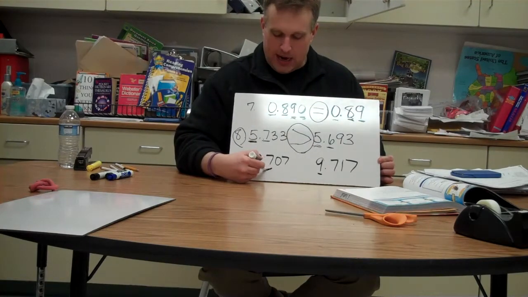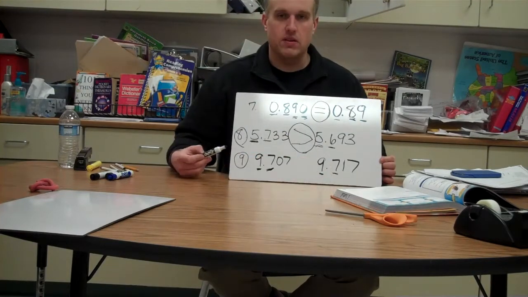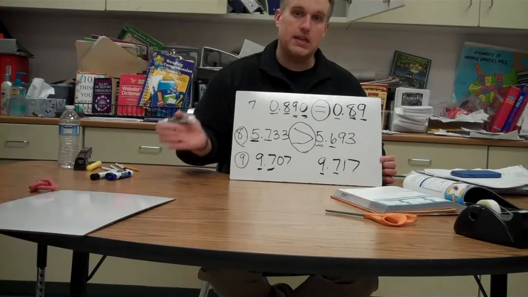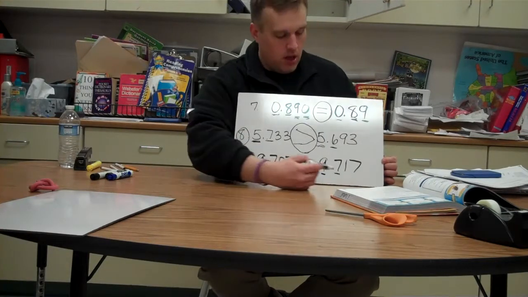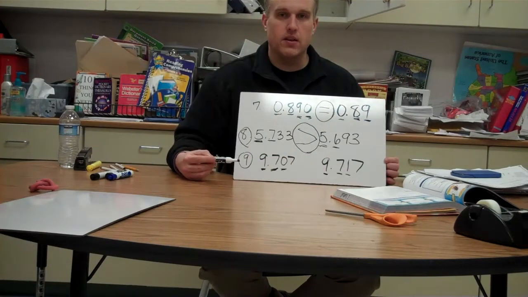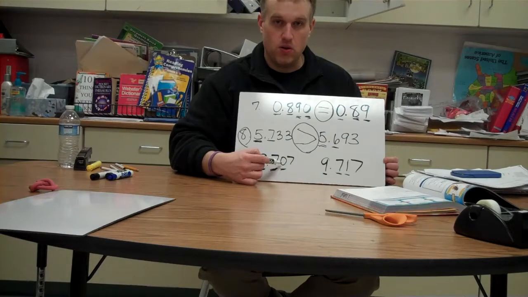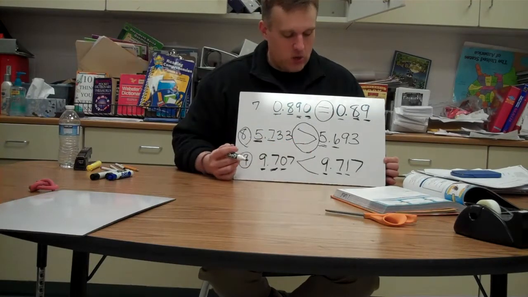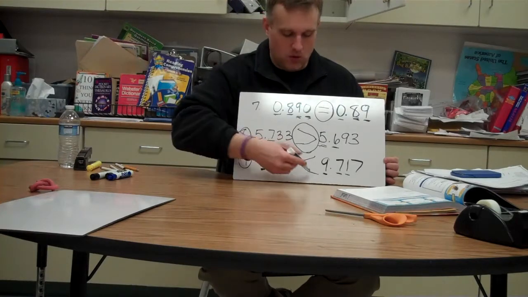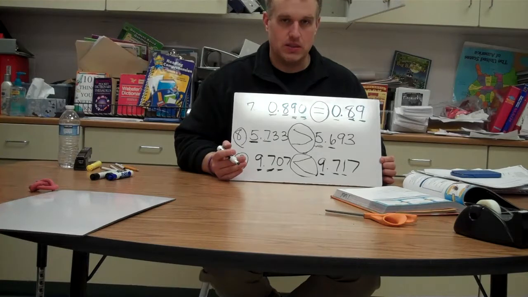My tenths place here, I have a 7. My tenths place here, I have a 7. So again, those are the same. It tells me I need to go to the hundredths place. Hundredths place here, I have a 0. Hundredths place here, I have a 1. Now I know that 1 is larger than 0, so I'm done. So I know this number, 9 and 717 thousandths, is going to be greater than 9 and 707 thousandths.